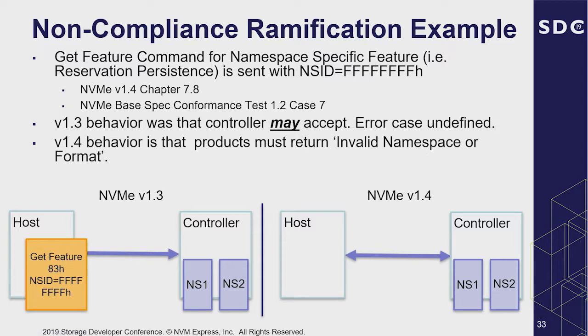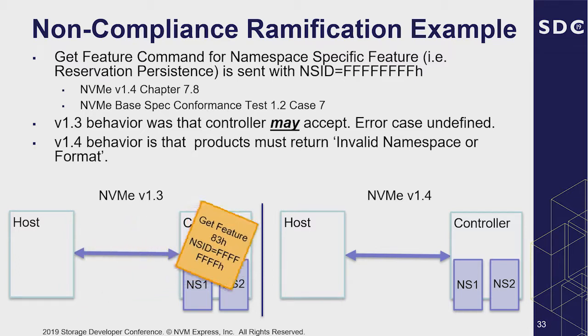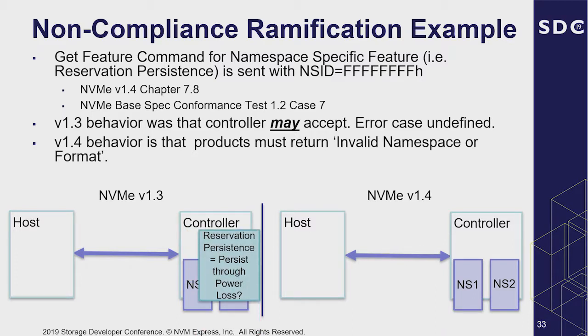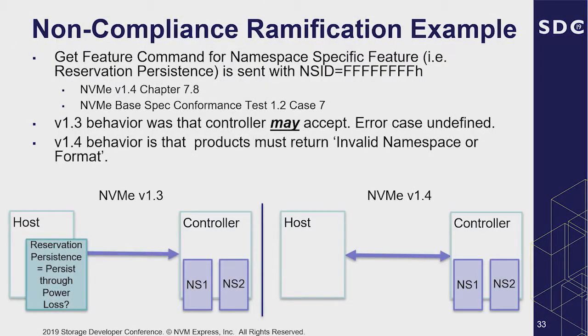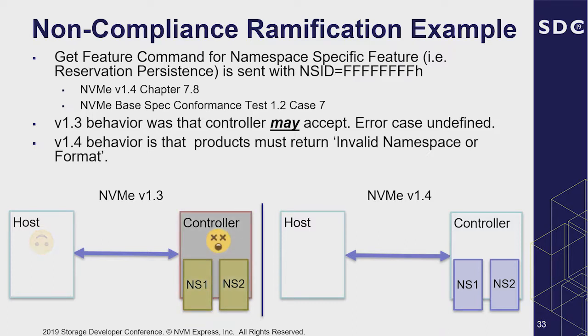Now under 1.3, a controller might accept that. So it could get that get feature command and say, yeah, I know what I'm going to do with that. Here's the information about my namespaces and how they are persistent across a power loss. And so the controller can send that off to the host. And the host gets that information, but the problem here is that the host and the controller weren't talking the same language about that. So if there's a power loss, the host gets upset with what happened.